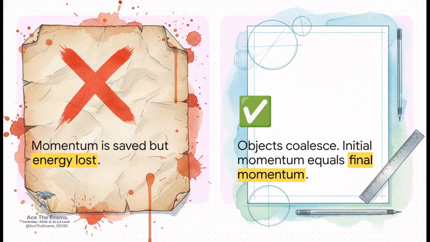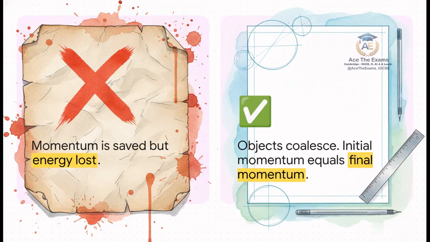Since the collision is perfectly inelastic, the objects coalesce. By the principle of conservation of linear momentum, total initial momentum equals total final momentum. However, initial kinetic energy is greater than final kinetic energy, as energy is dissipated through deformation and sound. Do you see the difference there?